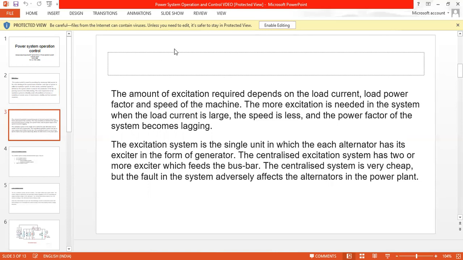Here, the excitation system is a single unit in which each alternator has its own exciter in the form of a generator. In the centralized excitation system, there are two or more exciters which feed the bus bar. The centralized system is very cheap, but a fault in the system adversely affects the alternators in the power plant.